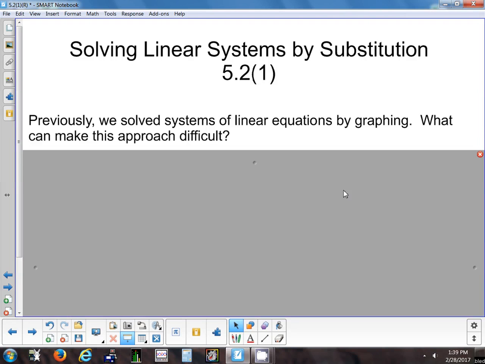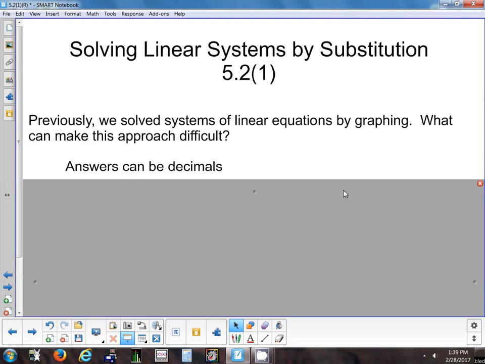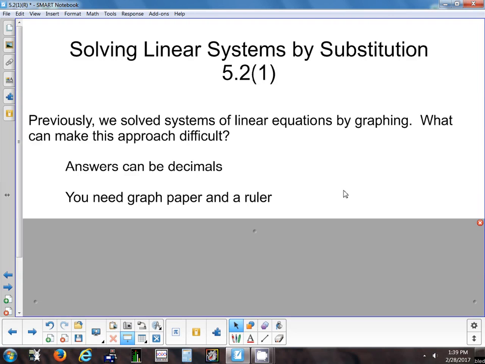What other kind of numbers could be difficult to work with besides just big numbers? Yeah, fractions. If you've got a grid and your lines cross at like 2.7, you're never going to see that graphing it by hand. That's too precise. It's hard to figure that out. So the answers can be decimals. That makes it difficult. The other thing with graphing is you need something straight.